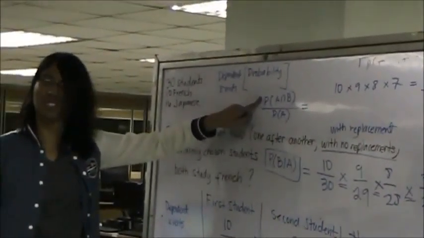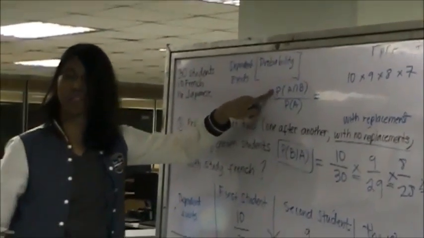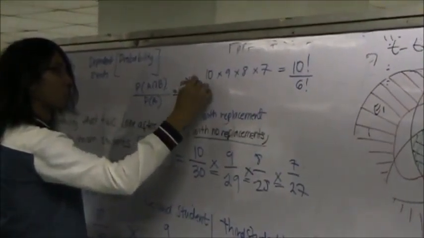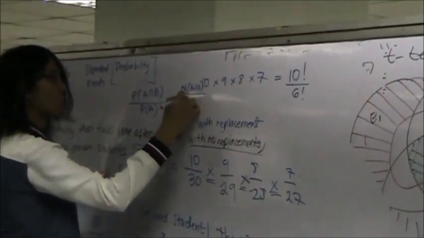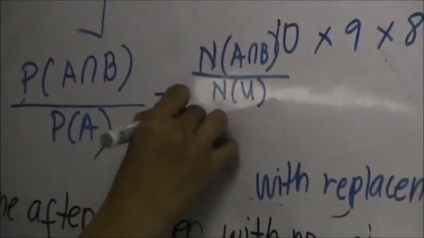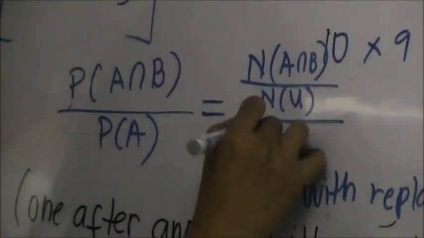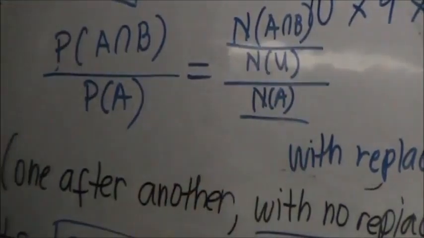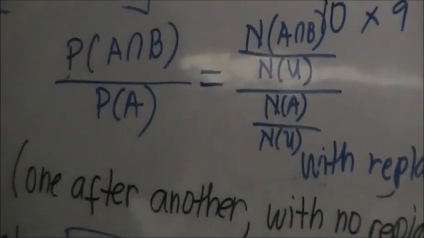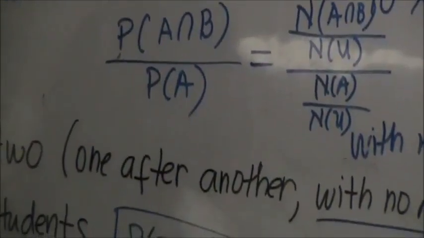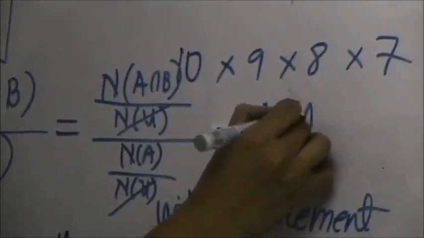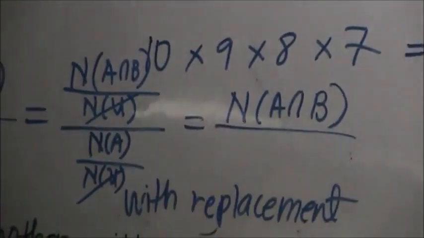And how do you define this in terms of what we did? Number of A intersection B over number of A. And what happens to that mathematically is it cancels out. And we get n of A intersection B over n of A.